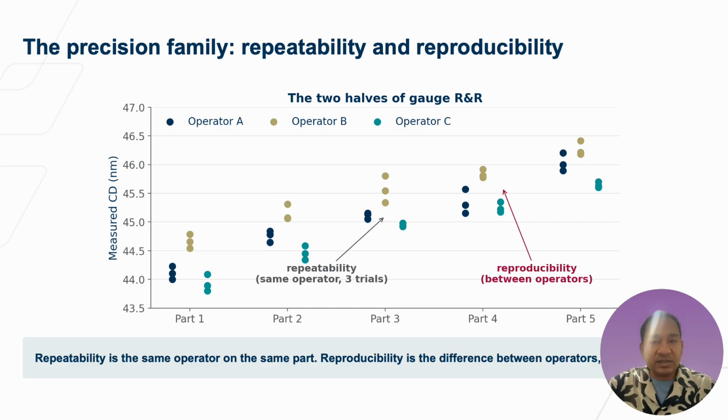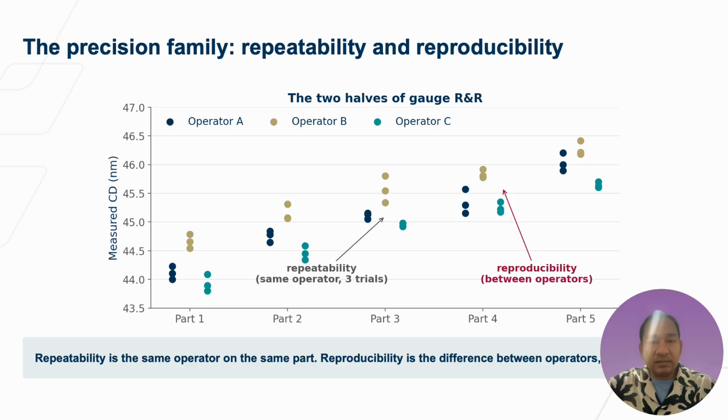Now the precision family, and this is where the gauge R&R gets its name. Repeatability, the same operator measuring the same part with the same tool several times. The scatter you get is pure equipment variation, the tool's inability to reproduce its own number. Reproducibility, the difference between the operator, tool, or days measuring same parts. Notice operator B reads systematically high on every part. That is a consistent difference between the operators. Together, those two are gauge R&R, repeatability and reproducibility.